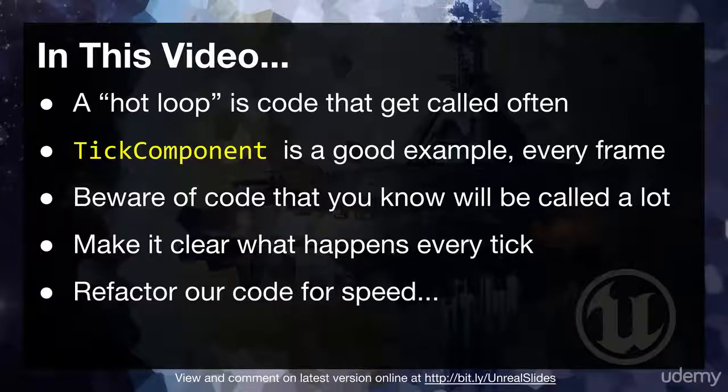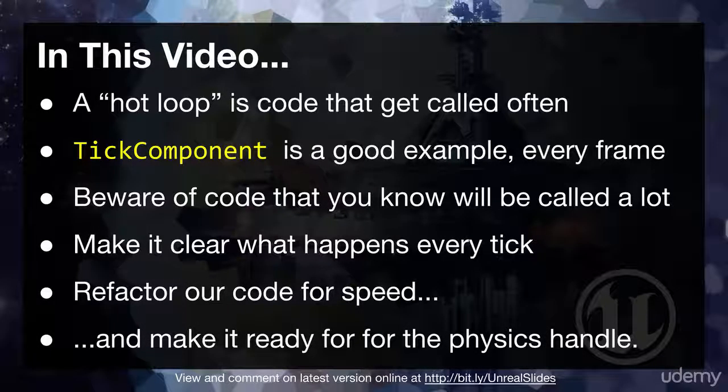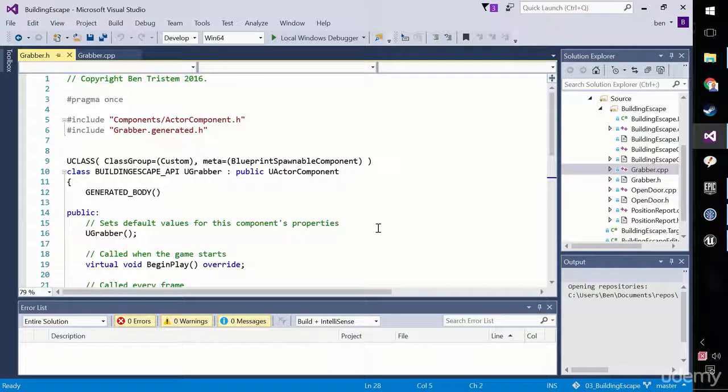So we're going to refactor our code for speed, but also make it ready for the physics handle code to be put in. By the end, the game will be doing exactly what it's doing now, but with a much better foundation. So no progress on the surface, but tons of progress behind the scenes. So let's roll up our sleeves and refactor this thing, making way for inserting the physics handle. The code just really isn't ready right now. So let's take a look through.